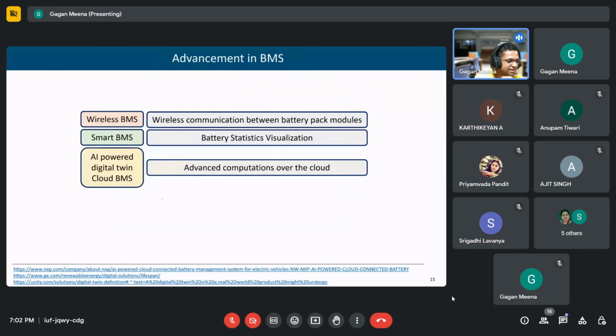Now these are some of the advances in BMS. One is the wireless battery management system. So all the battery packs communicate wirelessly with the other modules.